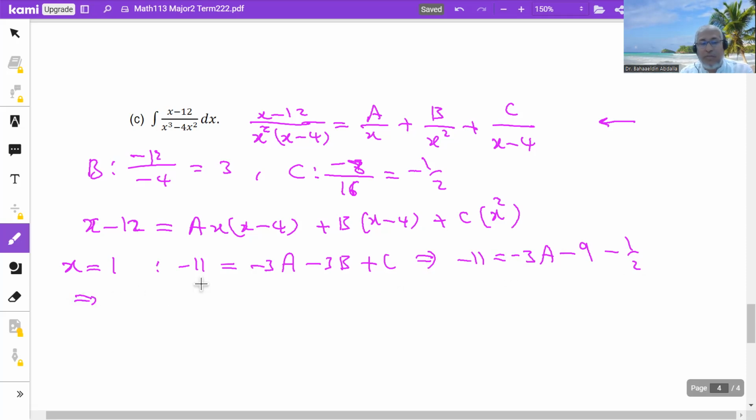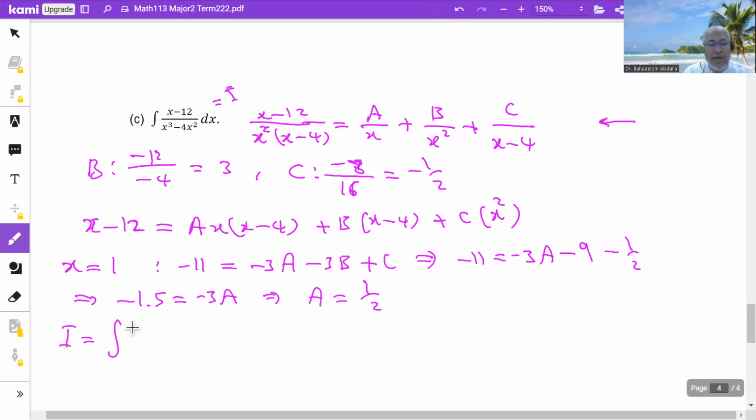So negative 9 minus half, this is negative 9.5. If you take it to the other side, it would be 9.5 minus 11, so I'll have negative 1.5. So a would be 1.5 over 3, or just half. So I have the integral now. This is the integral I. The integral would be written as a over x, but I know that a is half.